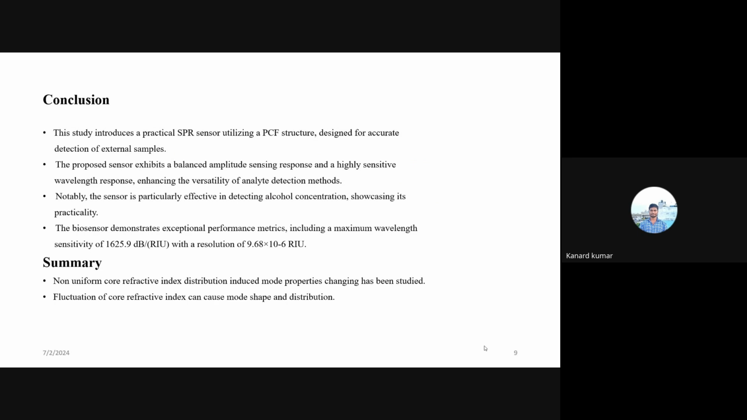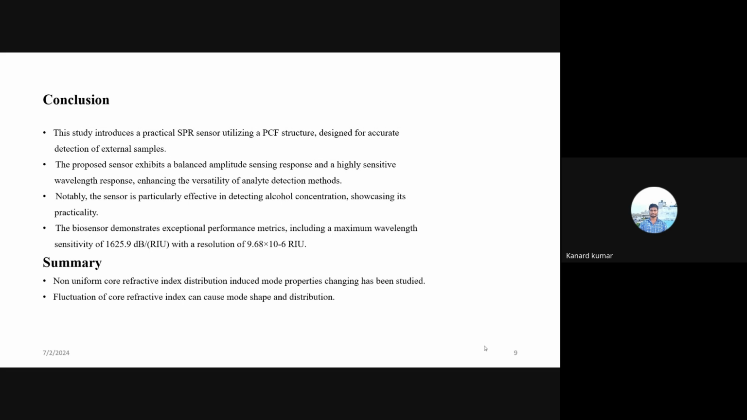This is the conclusion. This study presents a practical SPR sensor utilizing a PCF structure designed for accurate detection of external samples. The biosensor demonstrated exceptional performance metrics, including a maximum wavelength sensitivity of 1625.9 dB/RIU with a resolution of 9.68 times 10 to the power minus 6 RIU.